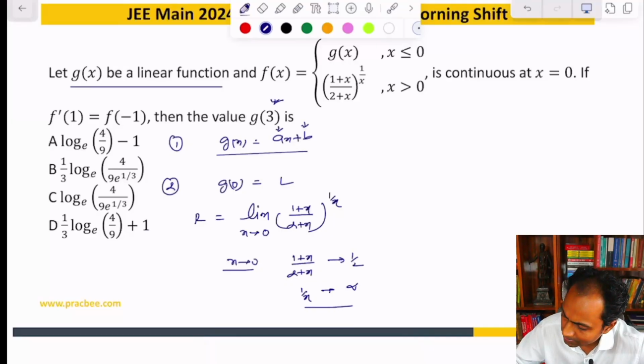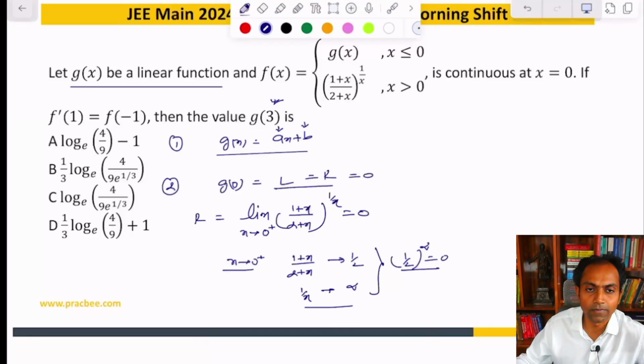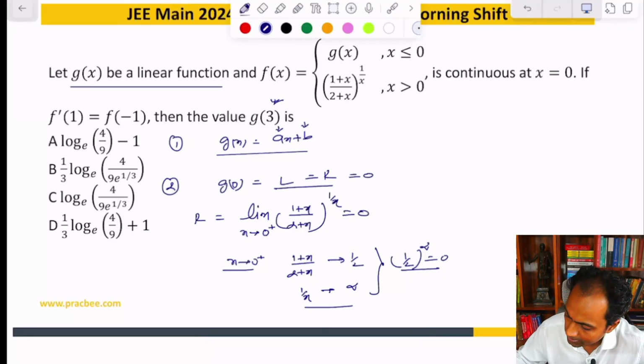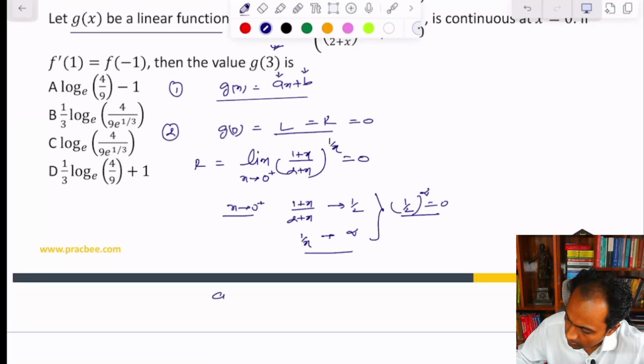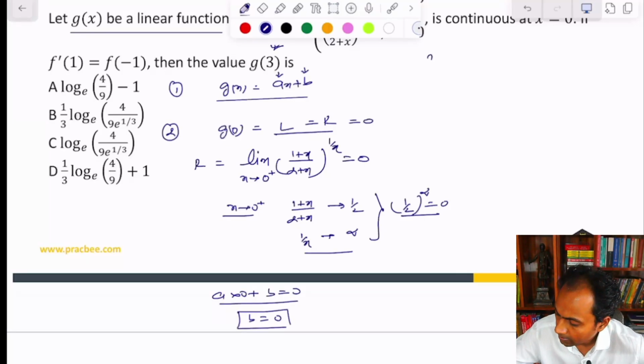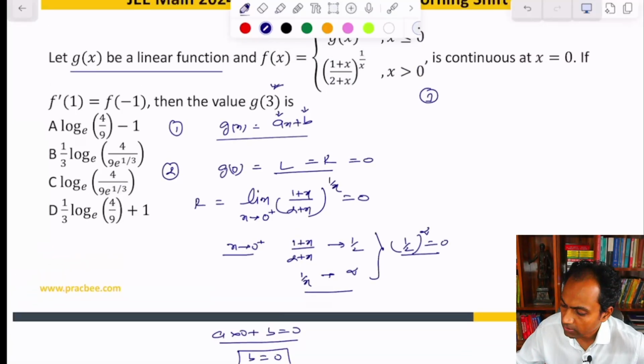We are looking at the right hand side, so it is 0 plus. So, if I raise 1 by 2 to a very big power, the answer is going to be 0. So this limit is actually equal to 0. And since the left hand limit should be equal to the right hand limit, the g of 0 value also becomes 0. So now what we have got is ax plus b. So a into 0 plus b is equal to 0. As a result, the value of b comes out to be 0. In the third part, they have given one more condition about differentiation.